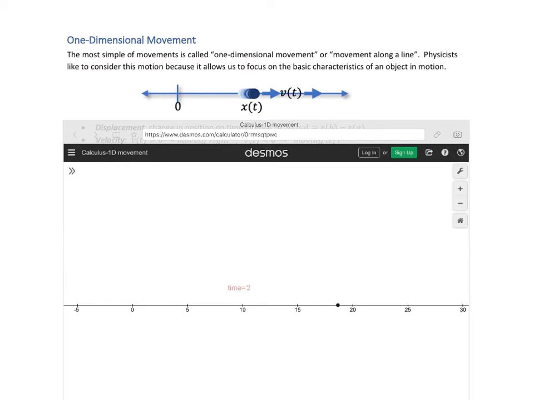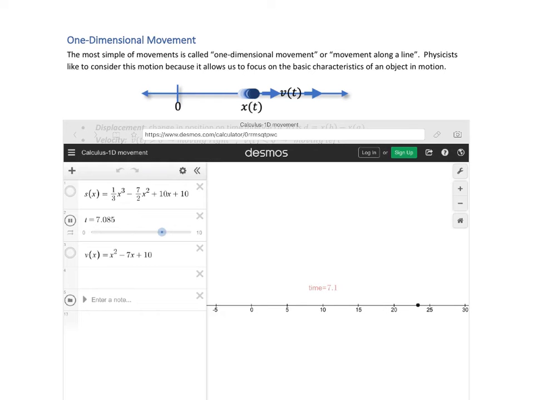All right, so let's investigate this a little bit here. So this has a function. Here's this function that we're looking at: 1/3 x cubed minus 7/2 x squared plus 10x plus 10. And that's governing the position of this, all right? So that's the position.